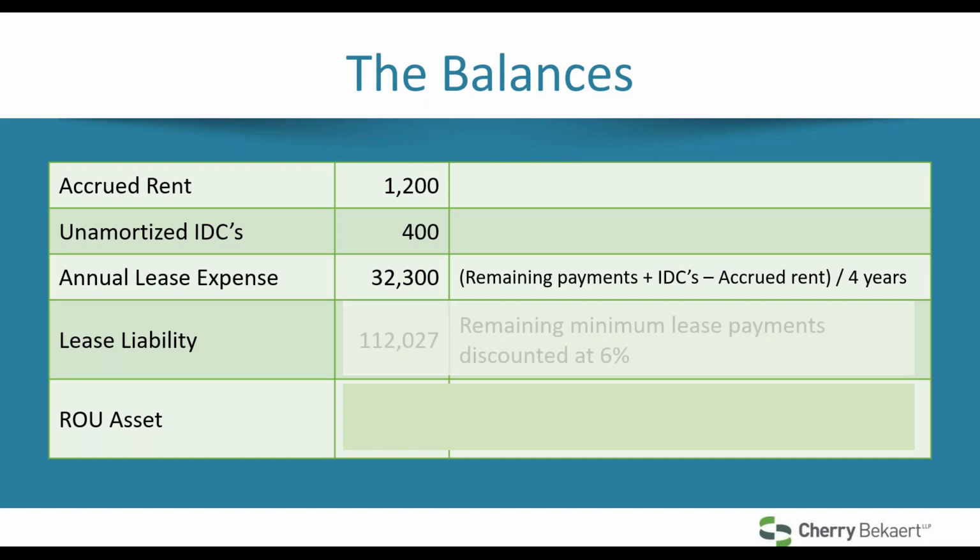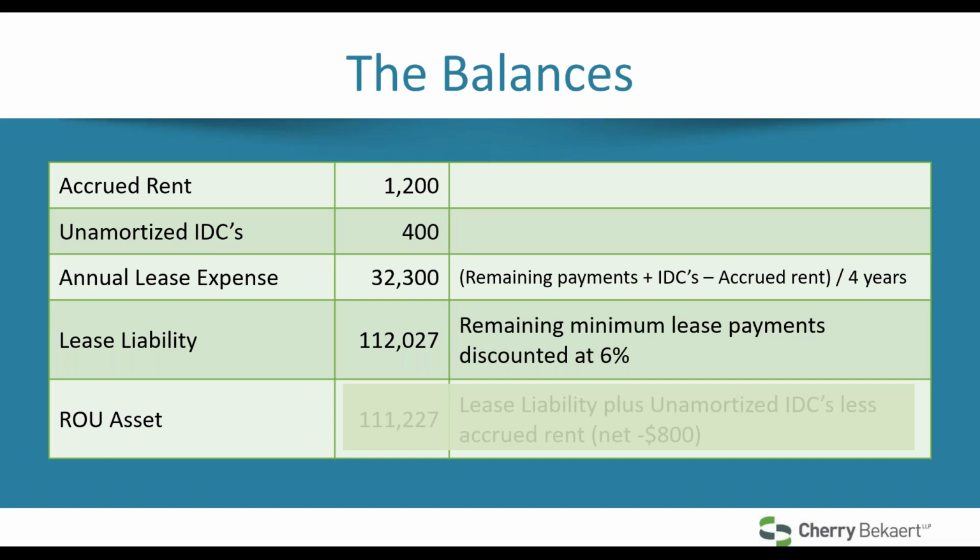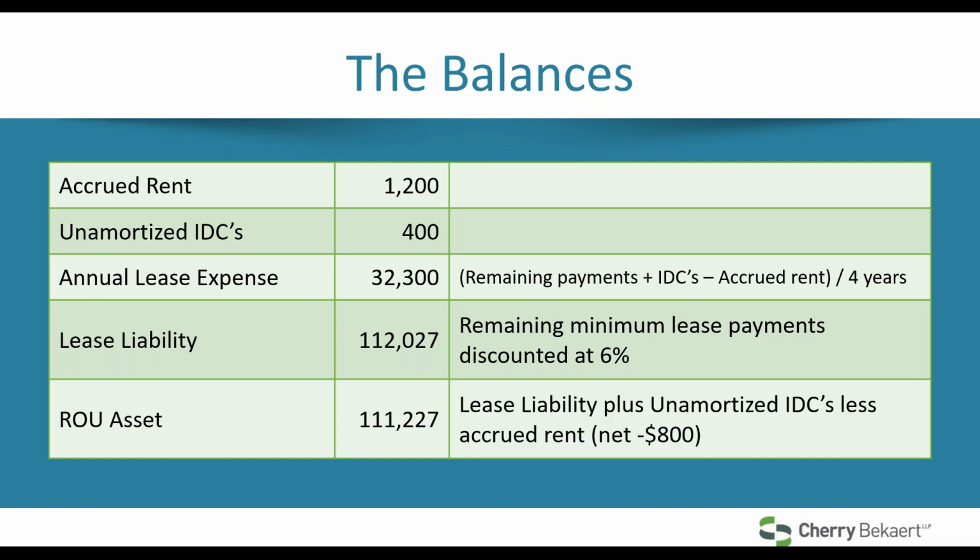The lease liability is very simple. We take the remaining minimum lease payments for the remaining 4 years, and we discount those at 6%, or $112,027. And the right of use asset is fairly simple to calculate. We take the lease liability, or the $112,000, we add the unamortized initial direct costs, we reduce the accrued rent for a net of negative $800. And this is essentially closing out the unamortized initial direct costs and the accrued rent into the right of use asset. So it's getting all the stuff off the balance sheet with the exception of the right of use asset.